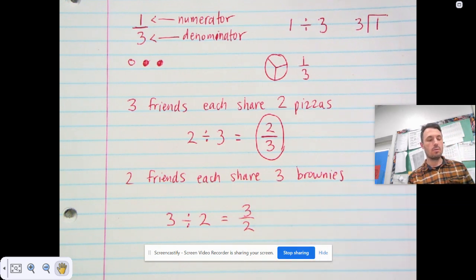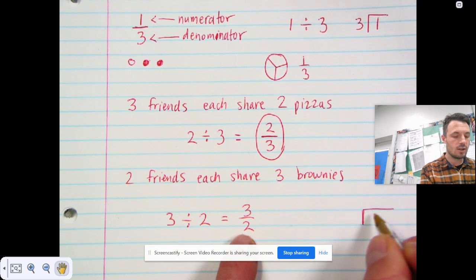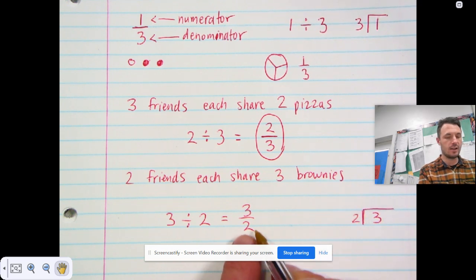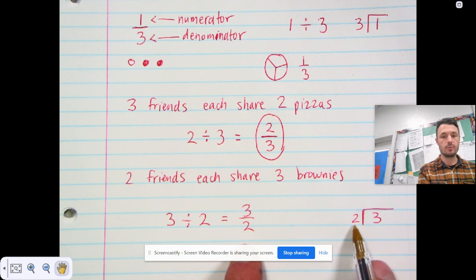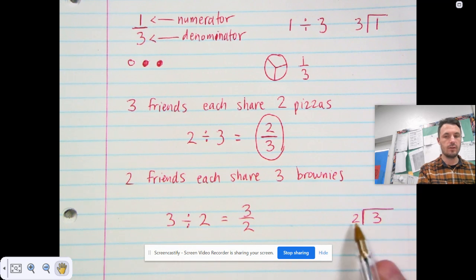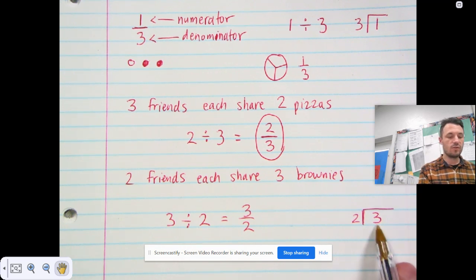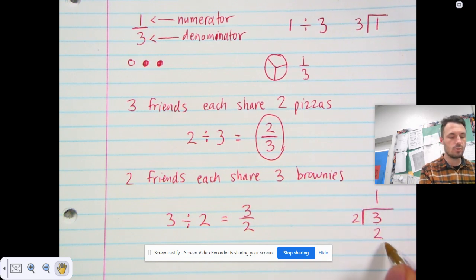Now the problem is that's an improper fraction, and the way we make an improper fraction proper is by dividing the denominator into the numerator. You divide this number into this number. Remember, the numerator is always the dividend. The denominator is always the divisor. And notice this just means the same thing as 3 divided by 2. So 2 can fit into 3 one time, and 1 times 2 is 2. 3 minus 2 is 1.